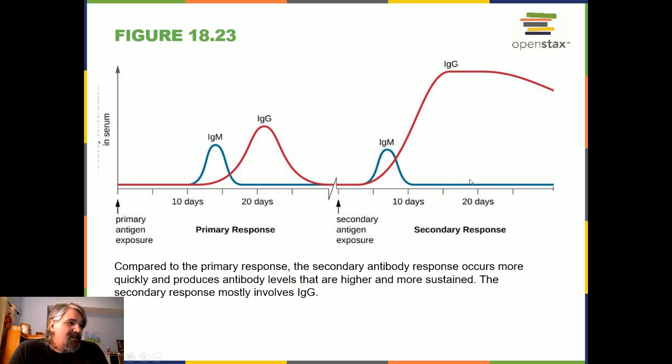And primary response, secondary response, remember IgG versus IgM. IgM is the initial primary response that gets overtaken by IgG, and then on secondary exposure, it's the IgG specifically that spikes up really high. And the IgM is about the same in the secondary response.